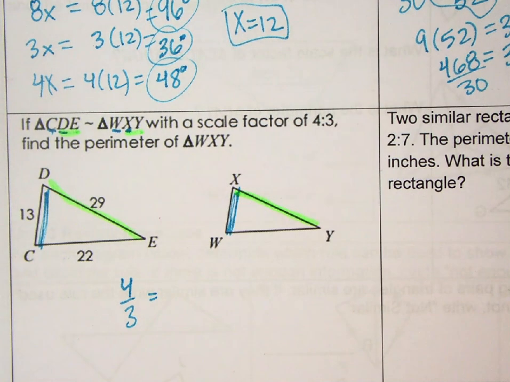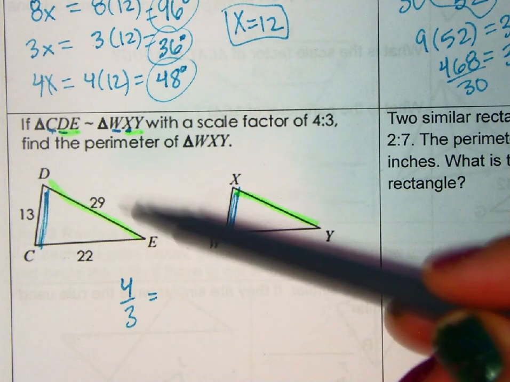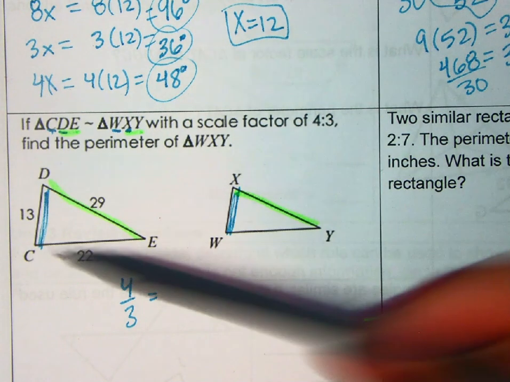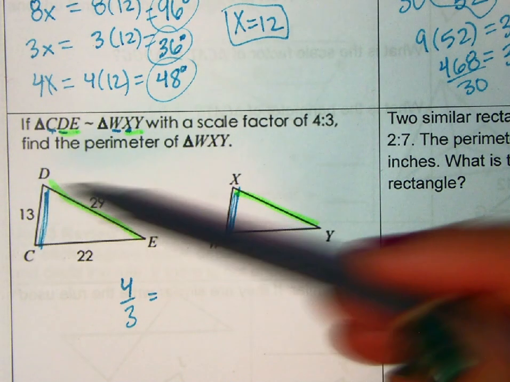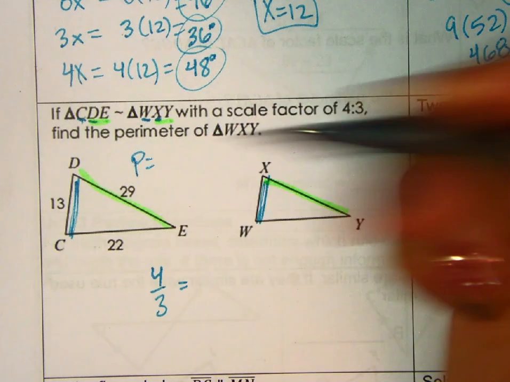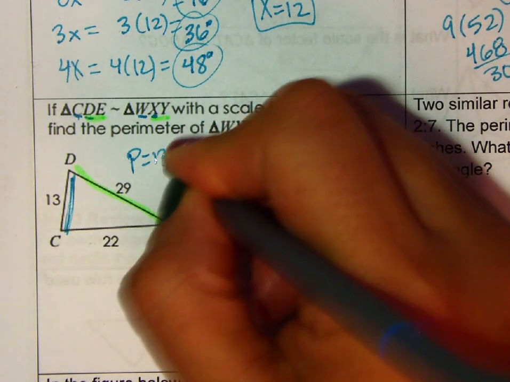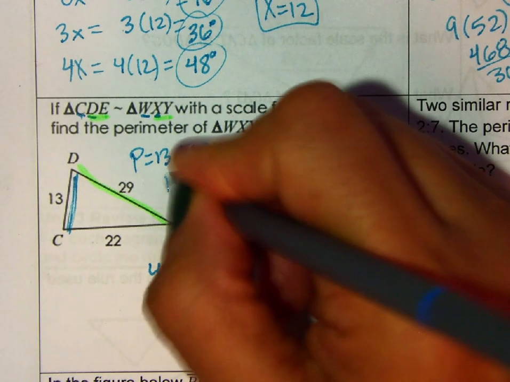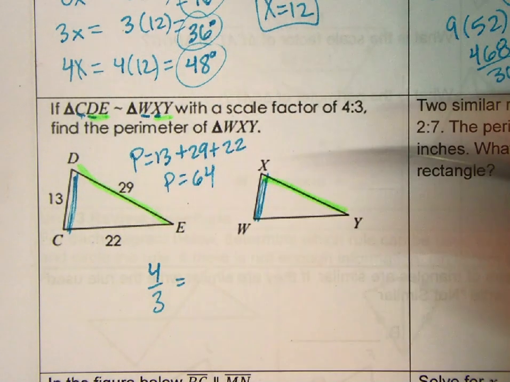There's several ways of doing this. You can either find what the new side lengths are, or we can find the perimeter right now for this, and then we can write a proportion like we did previously over here. So let's do that. Let's find the perimeter for what you already have. You have 13 plus 29 plus 22, and that's going to give you the perimeter of 64.